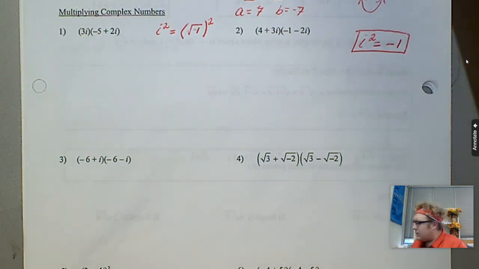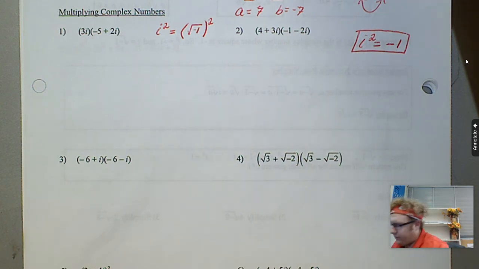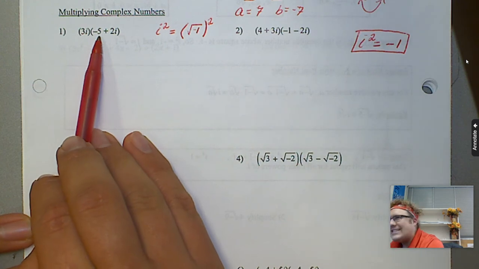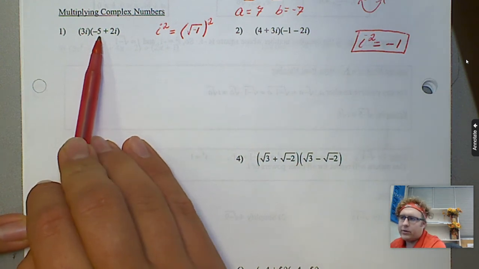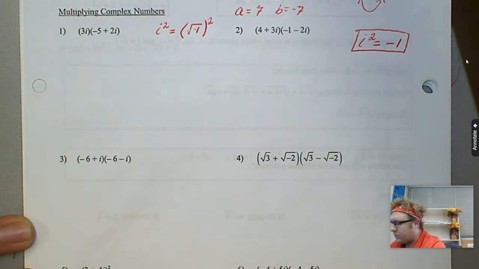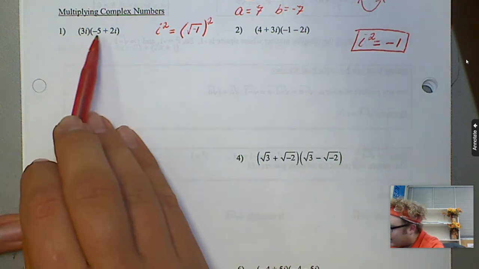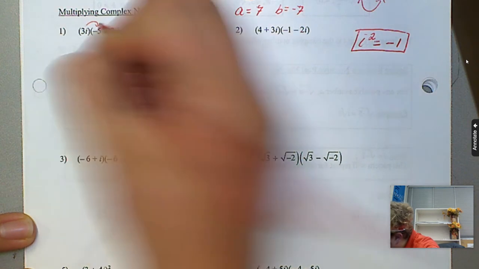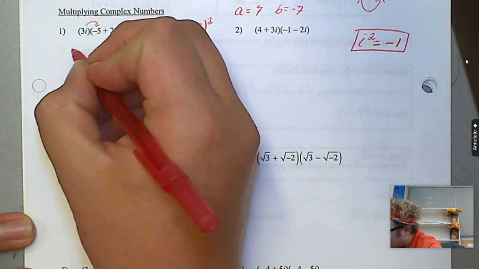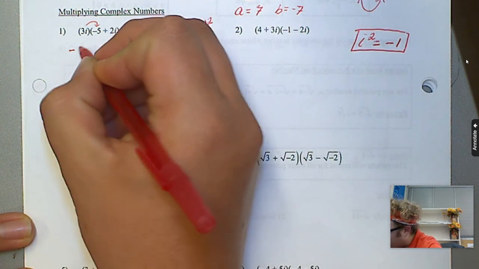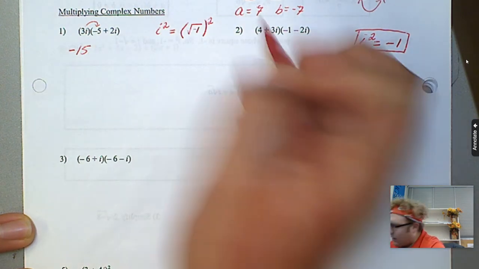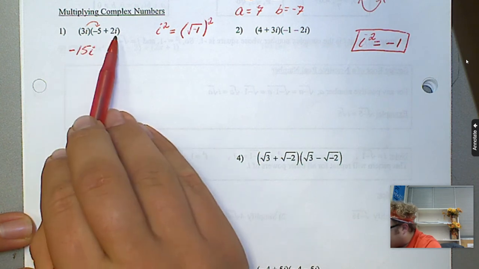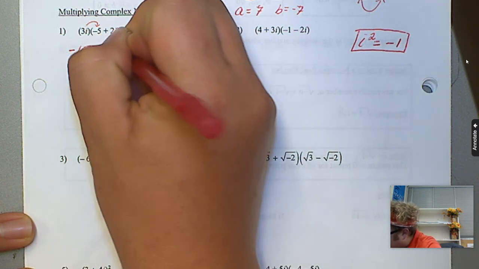Okay, let's try example 1 on page 25. We have 3i times the binomial, or it's not really a binomial because it's not a polynomial, so I'm just going to say two-term expression. So 3i times -5 plus 2i, and that's going to be 3i times -5. So that's -5 times 3 gives me 15, but it's negative, and the i comes along for the ride. 3i times 2i gives me 6i squared.